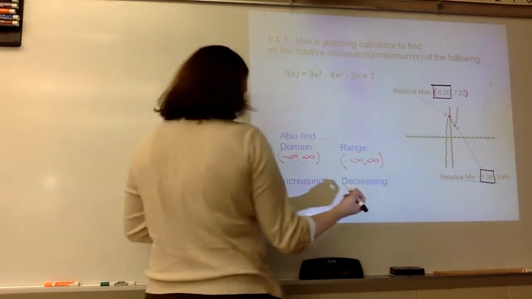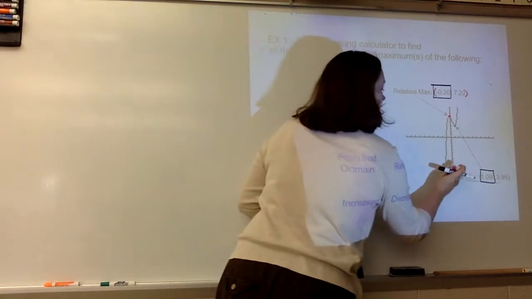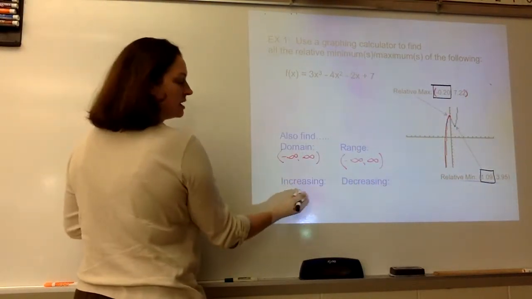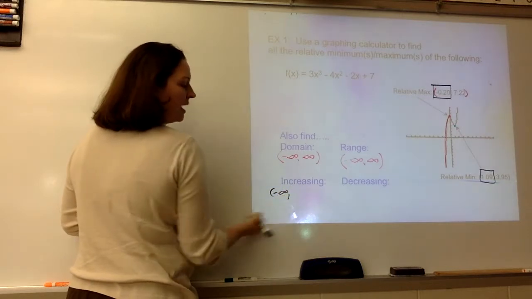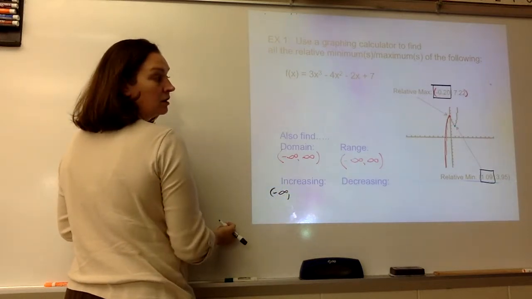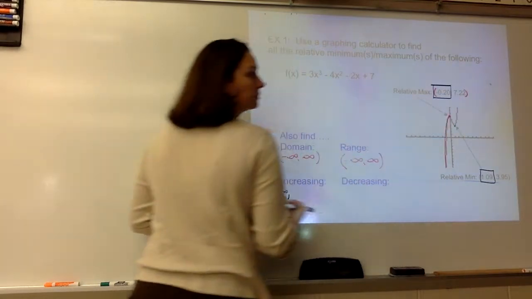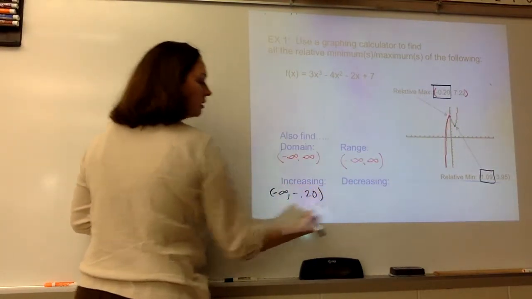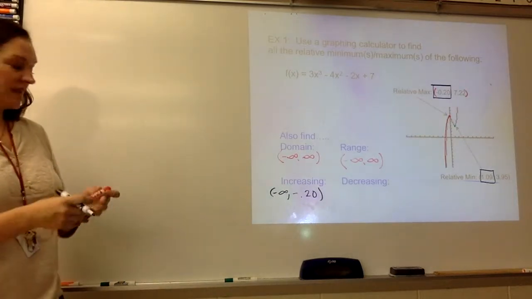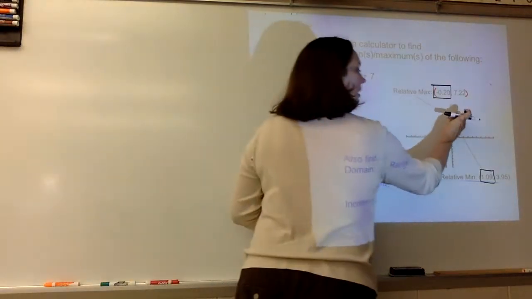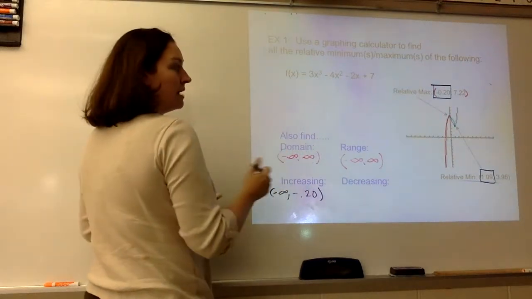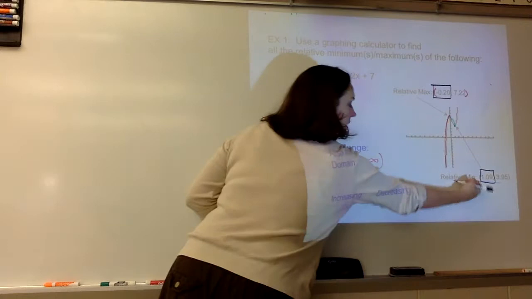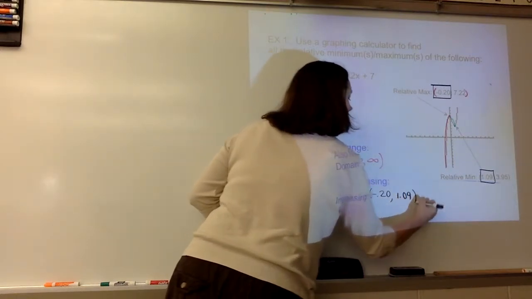So notice the first part of my ride would be considered what? Is this increasing or decreasing? Increasing. So I'm increasing from negative infinity to what x value? What's the x value right there? Negative 0.20. What's the second part of the ride going to be? Decreasing. So I'm now going to be decreasing from negative 0.20 to 1.09.